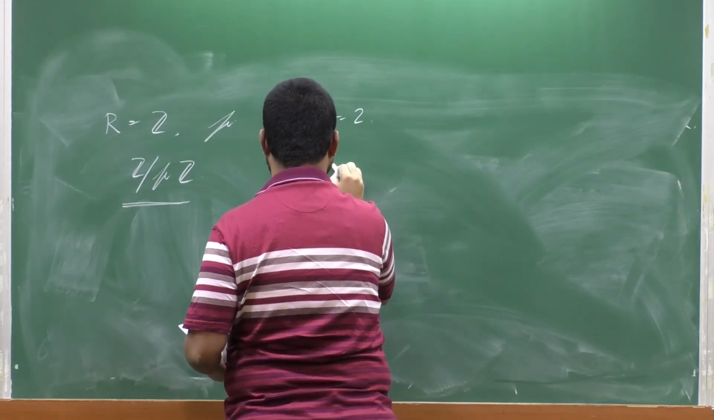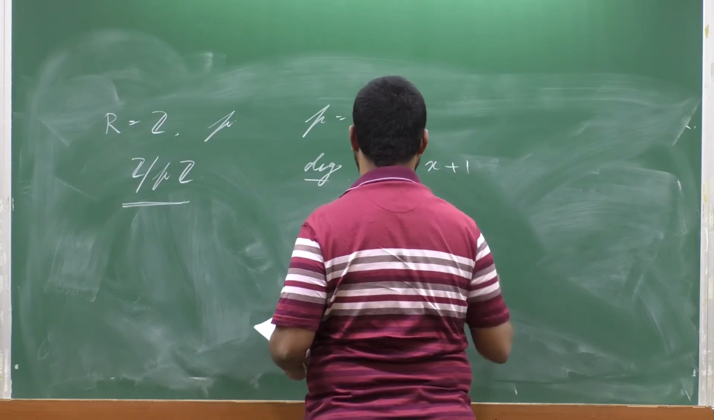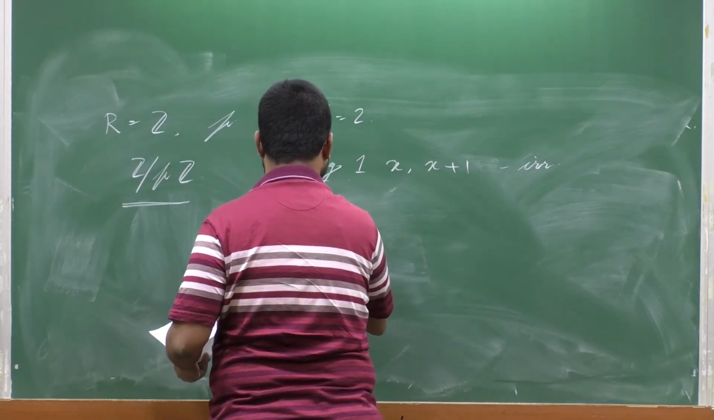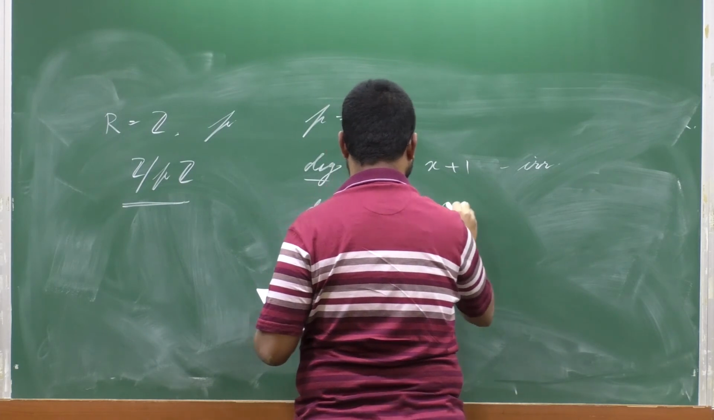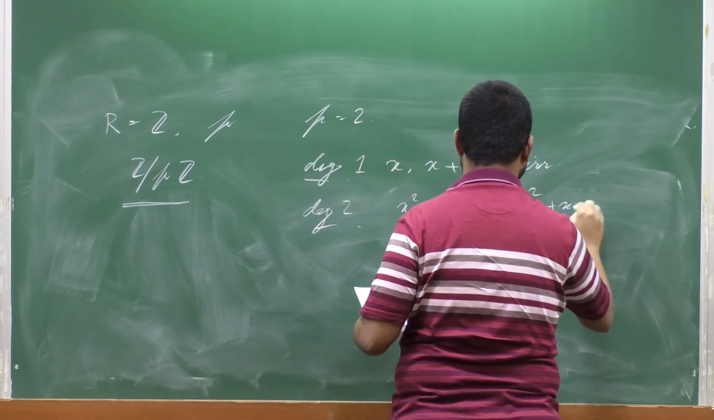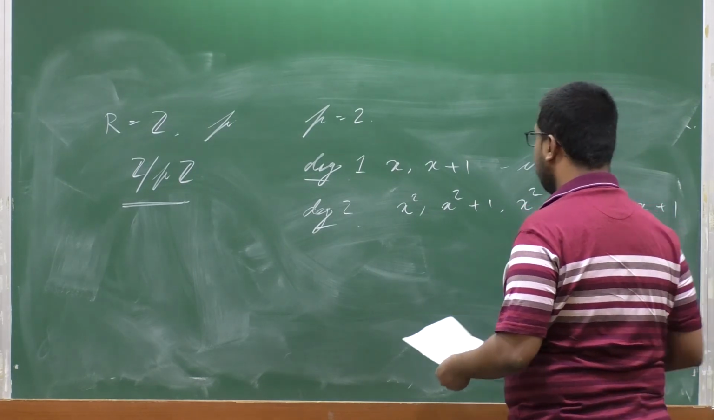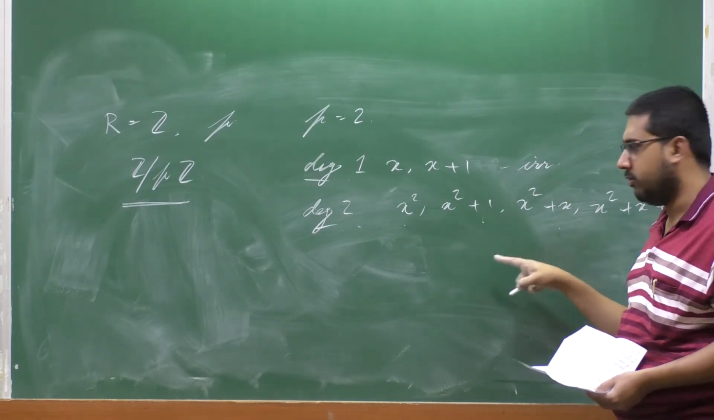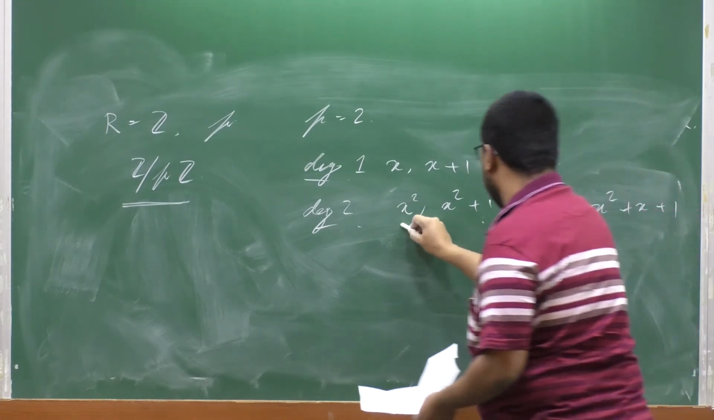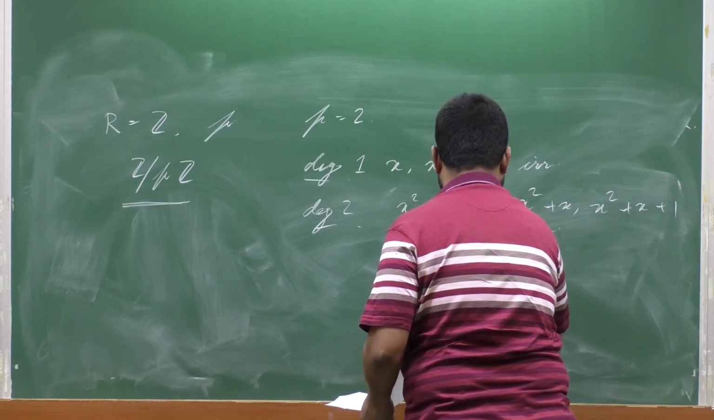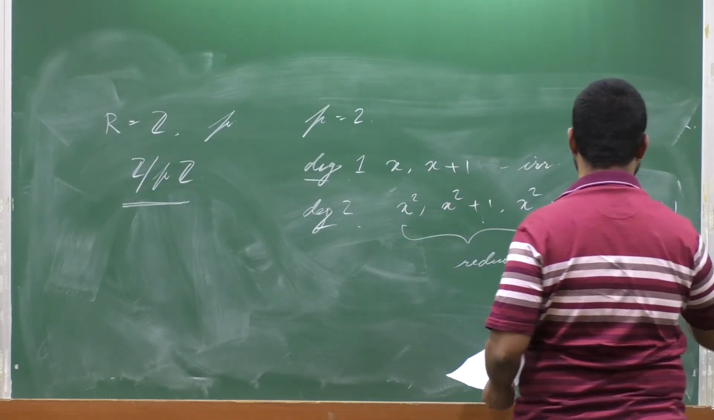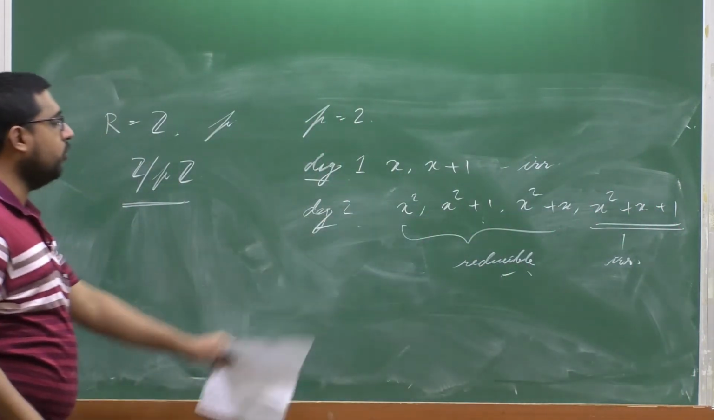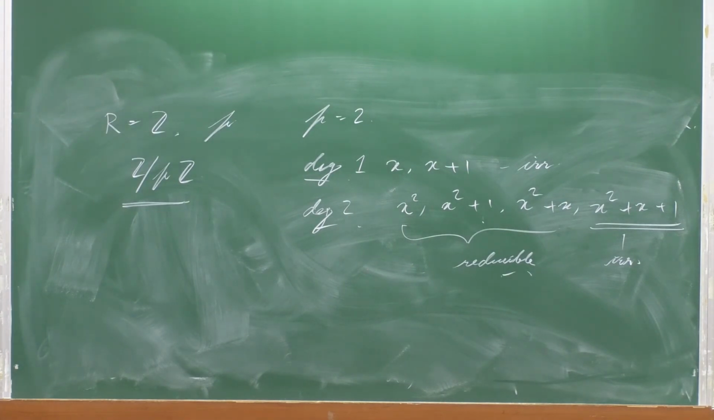So in degree 1, we have only two polynomials, x and x plus 1. Of course they are irreducible, easy to see. Then in degree 2, we have x squared, x squared plus 1, x squared plus x, and x squared plus x plus 1. You see that the first three are divisible by x or x plus 1, so they are reducible. Therefore this is the only one left irreducible. So for degree 2, there is exactly one irreducible polynomial.